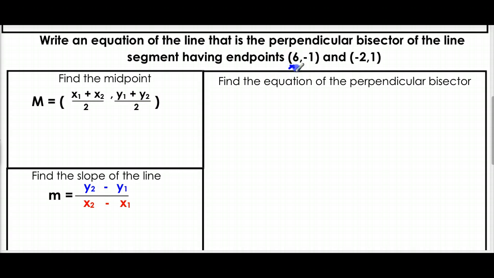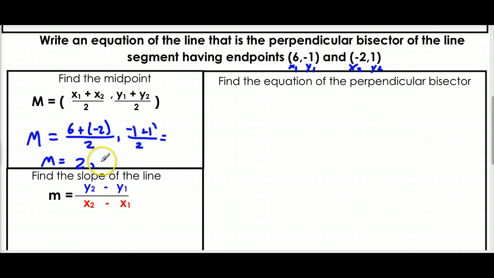So remember, for the midpoint, this is x1, y1, x2, y2, and we just plug our values in. The midpoint, and that's our large M, is going to be (6 plus -2) over 2, comma, (-1 plus 1) over 2. We'll put these in the calculator. This gives us 4 over 2, which divides into 2. And -1 plus 1 is 0, divided by 2 is 0. So our midpoint is (2, 0).